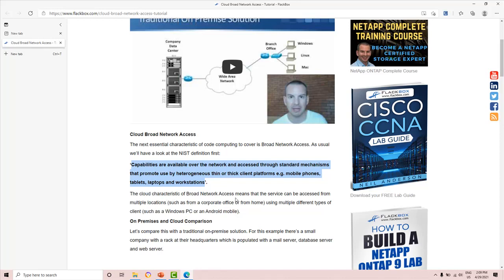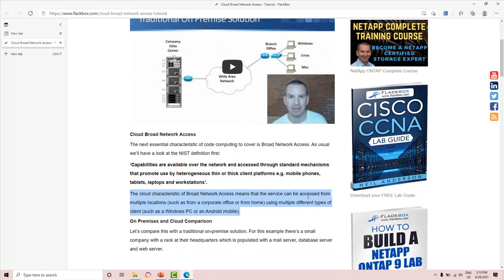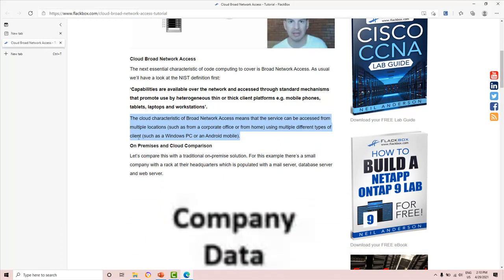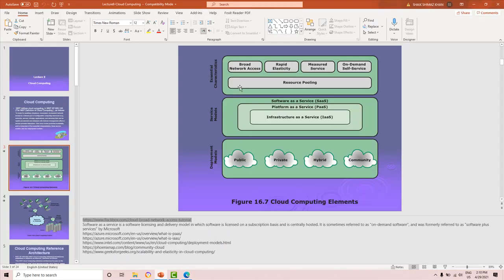So the cloud characteristic of broad network access means that the service can be accessed from multiple locations using multiple different types of clients. This gives a clear explanation of what this characteristic refers to. That means the service can be accessed from different locations, from home or from the branch office or from the corporate office, and also using different devices, thick and thin clients, PC, laptop, desktop. This characteristic which is available with cloud computing is called broad network access.